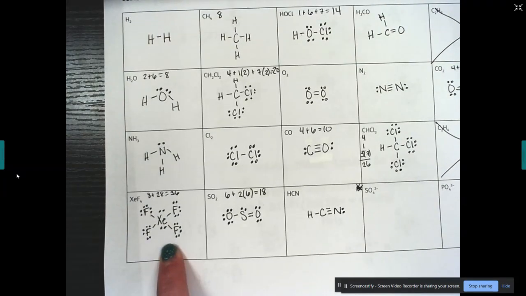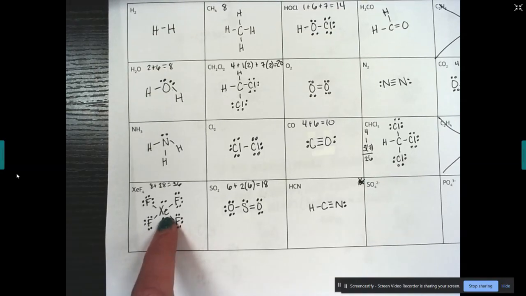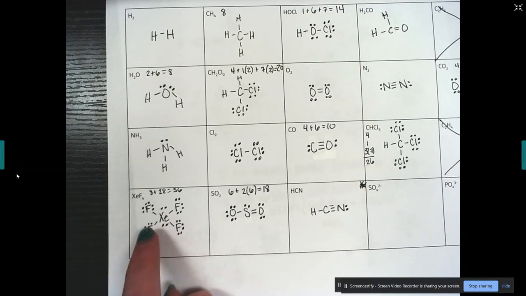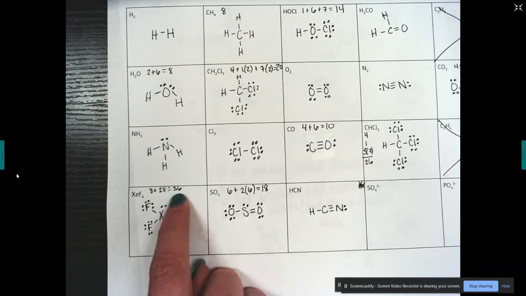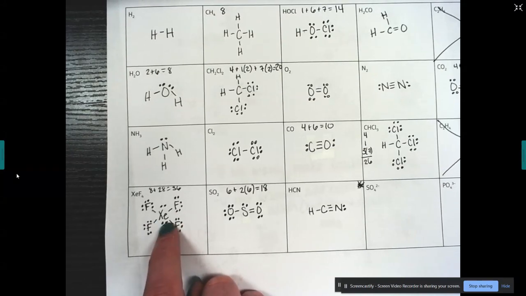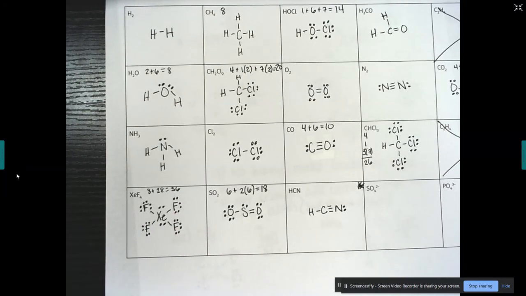Before I put those dots, I counted up everything and I only had 32, but I'm supposed to have 36. So you just add it? So I added 4 more to the central atom.